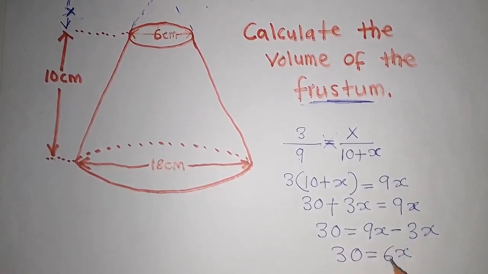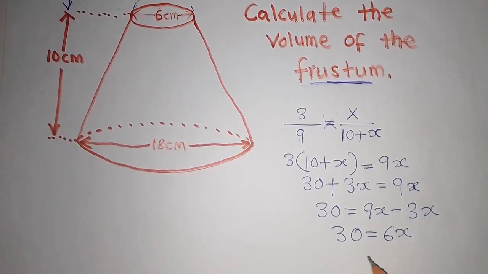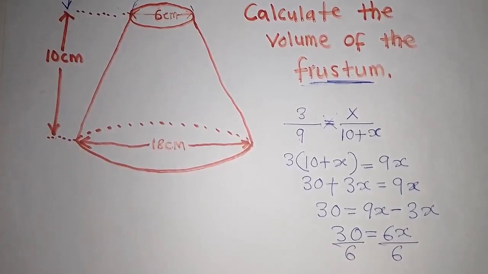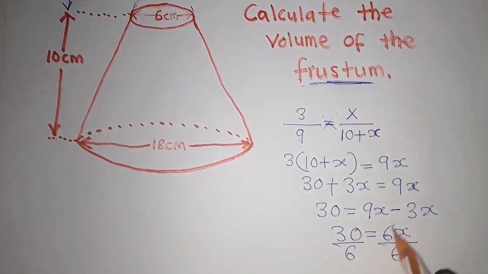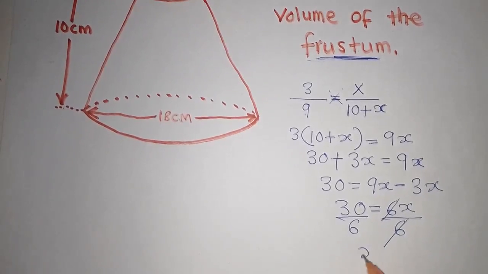If we subtract there. So from here, what are we supposed to do? We divide both sides by 6. 6 cancelled. What are we going to have? x, which is equal to, x will be equal to what? 5. So the value of x is what? Is 5. So since you know the value of x, then you are done.